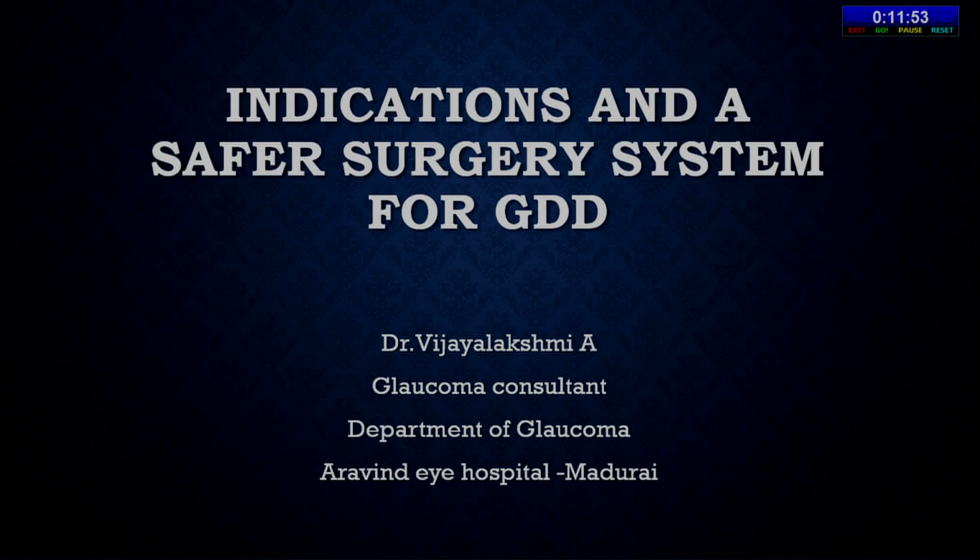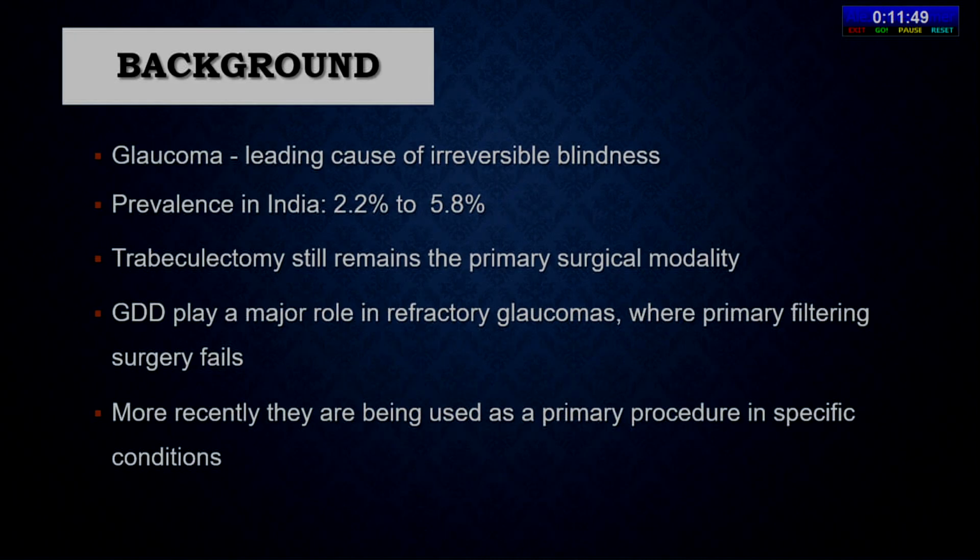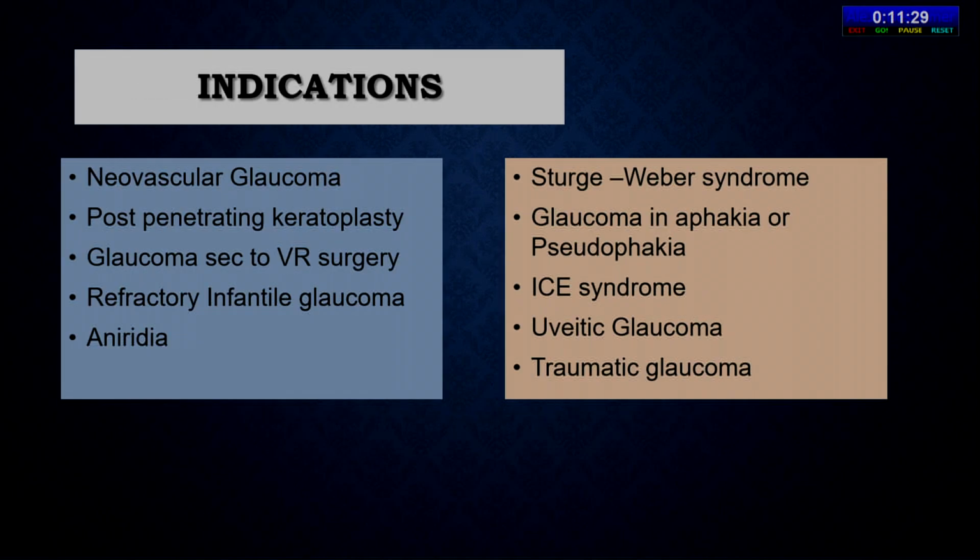For the next few minutes, I'll be talking on indications and a safer surgery system for GDD. Glaucoma, as we all know, is one of the leading causes of irreversible blindness, and of course, trabeculectomy still remains a primary surgery of choice in most patients. However, GDD also plays a very major role in managing refractory glaucomas, not only as a secondary procedure. Of late, they are being used as a primary procedure too in managing a lot of complicated glaucomas, infantile and developmental glaucomas.